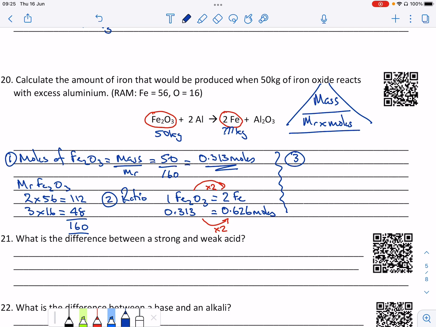So my final step is to convert the moles we just calculated into a mass of iron, and the mass of iron is going to equal, according to the triangle, Mr times moles. The Mr for iron is 56, it tells me in the question. The number of moles we've just worked out is 0.626, and when you work that through, it gives you an answer of 35 kilograms.